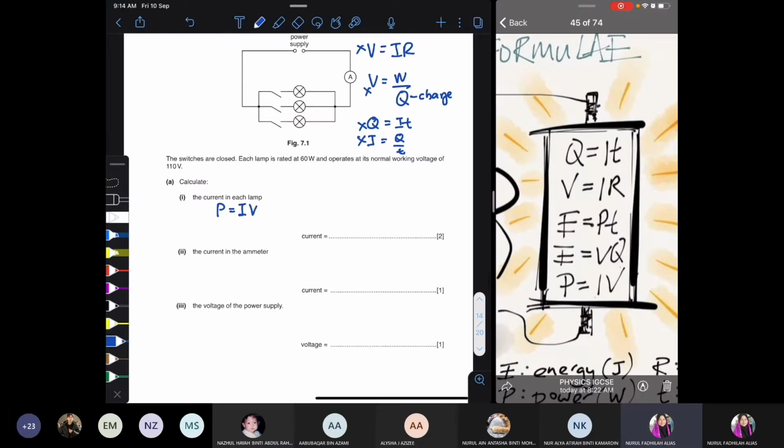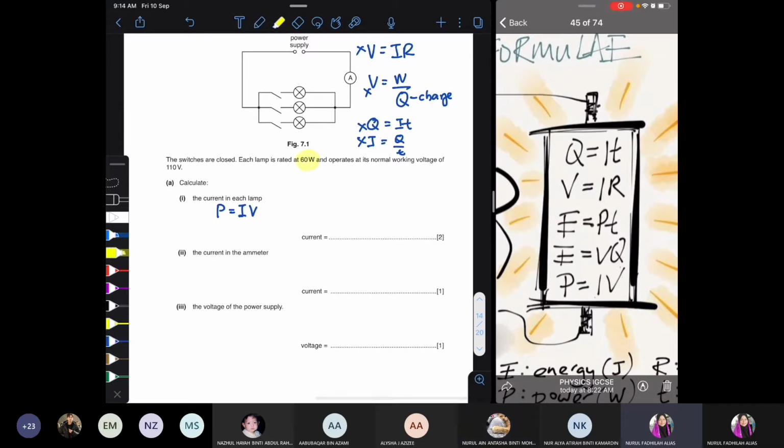What is P? P is the power. So power is given here. How do you know this is power? Dia kata power lamp, each lamp is rated 60 watt. So you kena tahu watt ni adalah unit for power. Okay, and operates at normal working voltage so this is the voltage. So now you have this both and you write down the, okay, what do you want? You want current. Okay, so kita rearrange, therefore I equals to P over V.